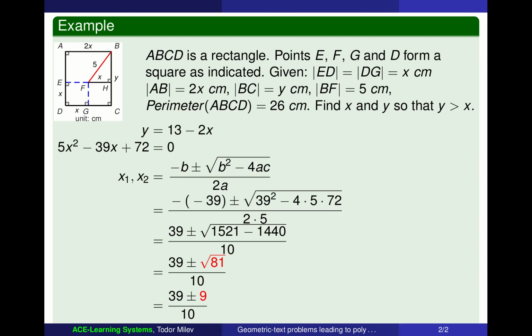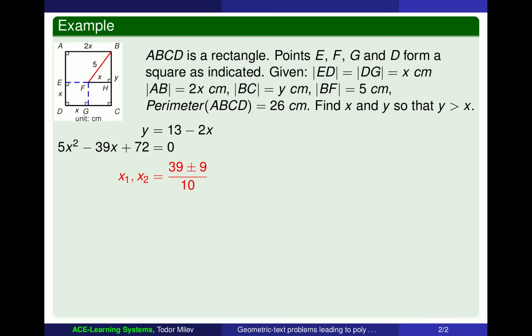Now I run out of space again, so if you don't mind, I'm going to hide the formulas that you see in here. So I'm going to hide these formulas, and I'm going to move this formula up. Once again, if you're working this out in parallel with me on a piece of paper, if you run out of paper, you just take another piece of paper. There we go. Here are my two solutions, 39 plus 9 over 10 and 39 minus 9 over 10.